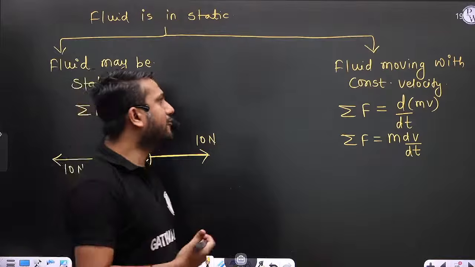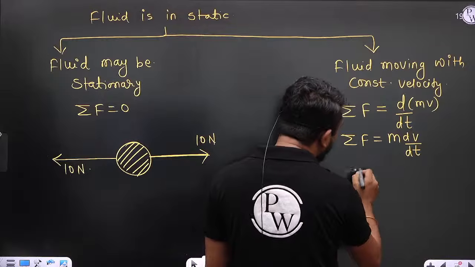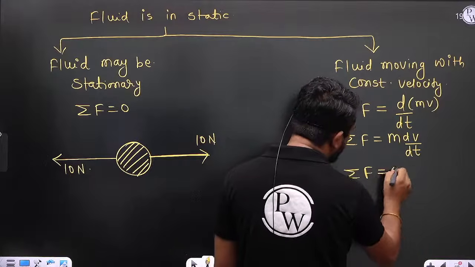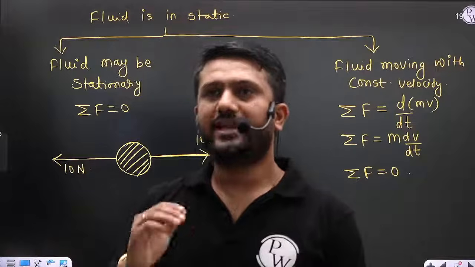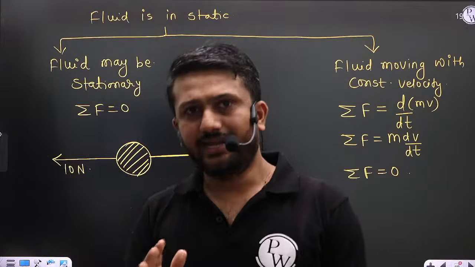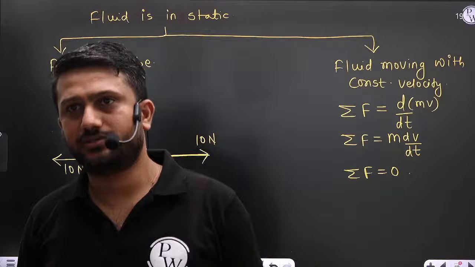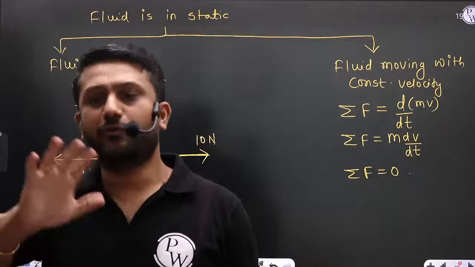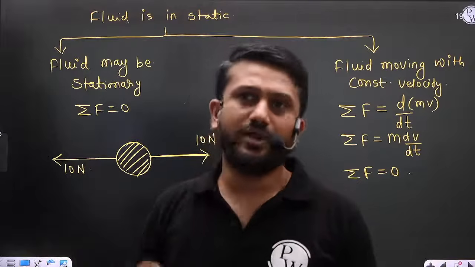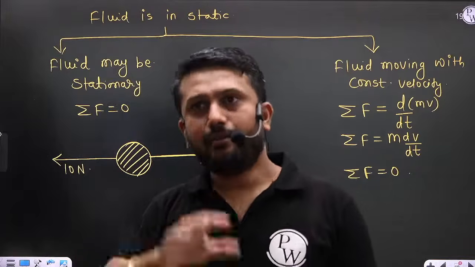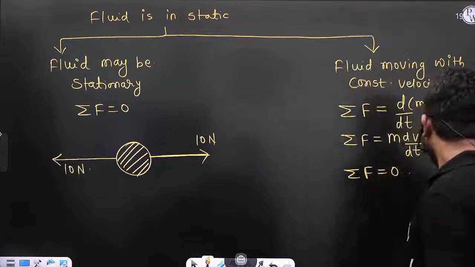In this case the object is fluid. If fluid is moving with constant velocity, then dv by dt is 0. So we can say the summation F is equal to 0. Again I am repeating, guys: fluid is static doesn't mean fluid is stationary. Most students make a mistake here. Fluid is static means fluid may be stationary or fluid may be moving with some constant velocity, right?